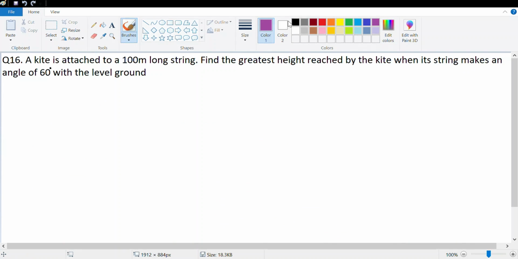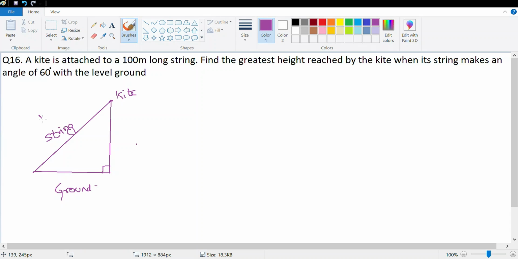Let's look at question number 16. A kite is attached to a 100-meter long string. Find the greatest height reached by the kite when its string makes an angle of 60 degree with the level ground. Okay, so again, let's try and draw a rough diagram for this. So this time, let's draw this 90 degree. This is ground. This is my last point of the kite. This is the string.